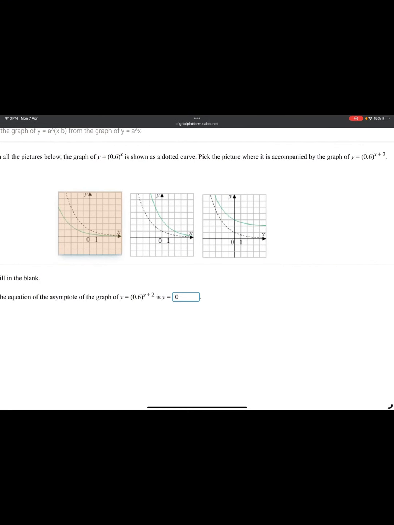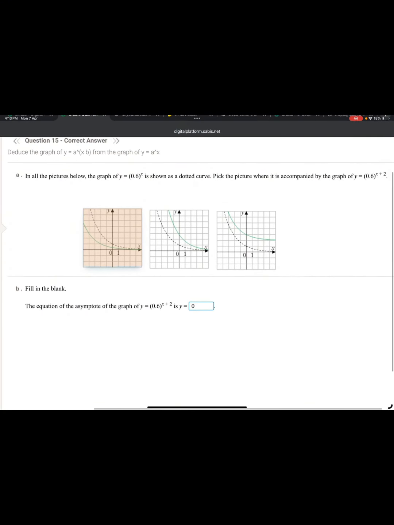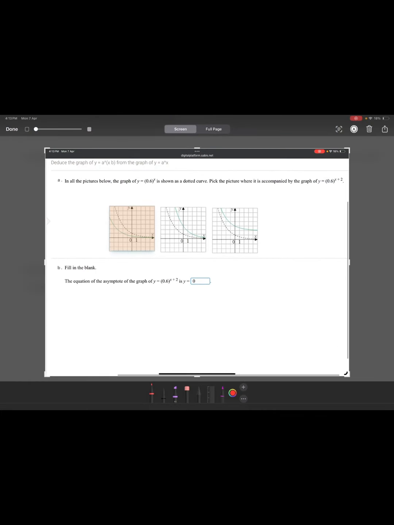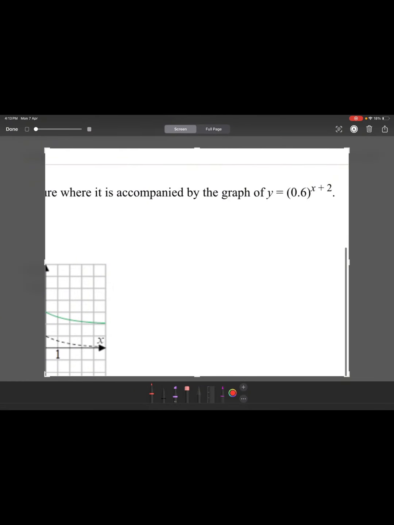Basically, they want us to pick an image. When they put it like this, y equals 0.6 to the power of x plus 2, this means the plus 2 is affecting x, okay? If it was affecting y, it would be just this plus 2 or something. But it's affecting x, meaning it's either right or left. If it's positive, it's left. If it's negative, it's right. If it was affecting y, it would be up or down, but that's not the case here.